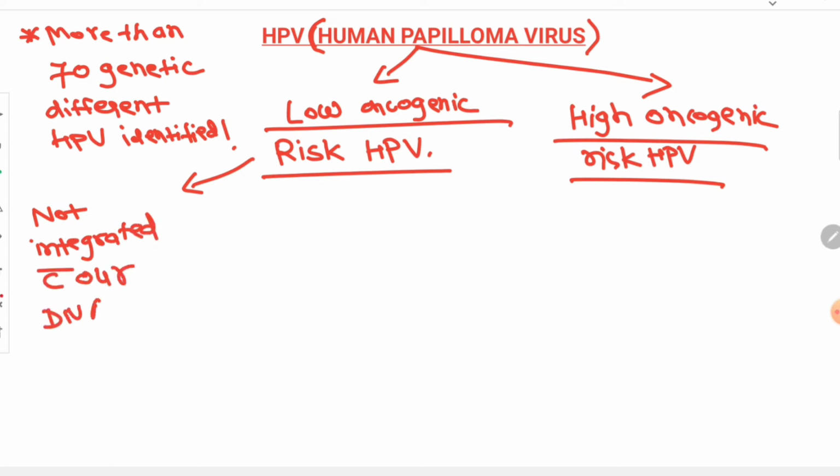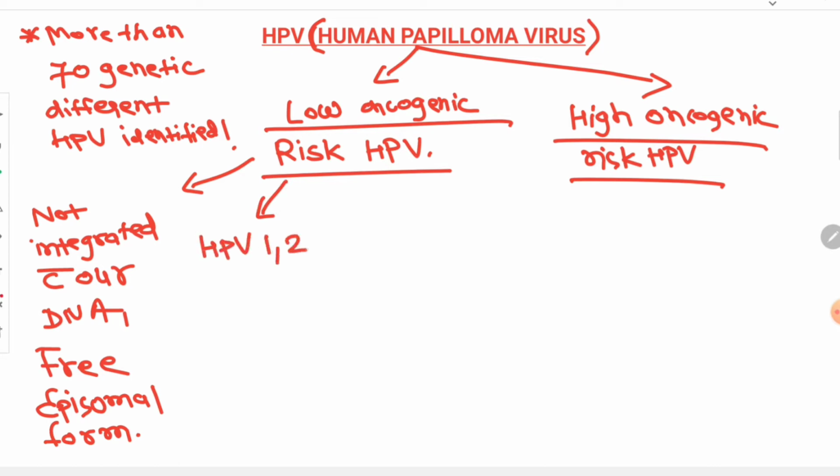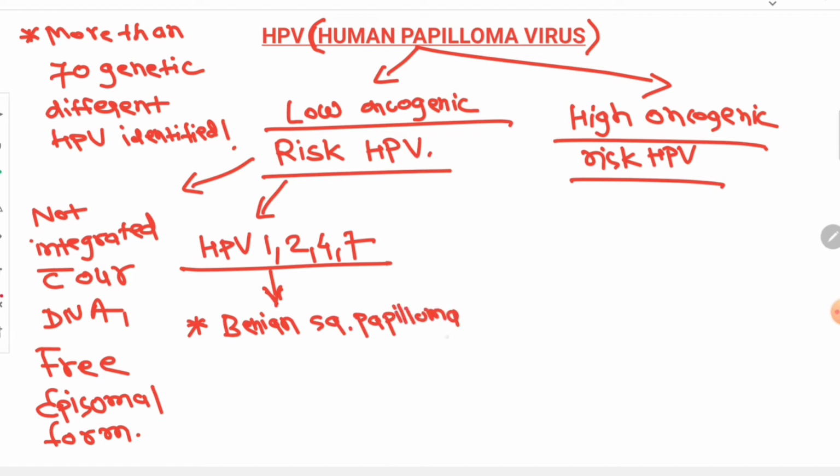Low oncogenic risk HPV will not integrate with our DNA and remains free, which is known as the episomal form. This free form doesn't cause cancer; it can lead to benign tumors. It can be divided into two varieties. HPV 1, 2, 4, 7 can lead to development of benign squamous papilloma, traditionally known as wart.